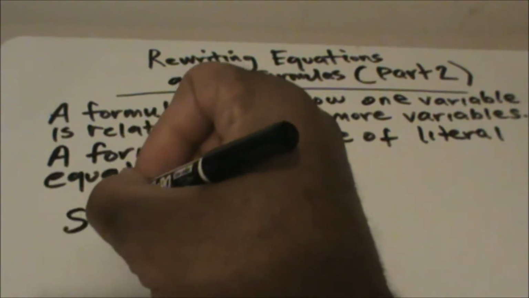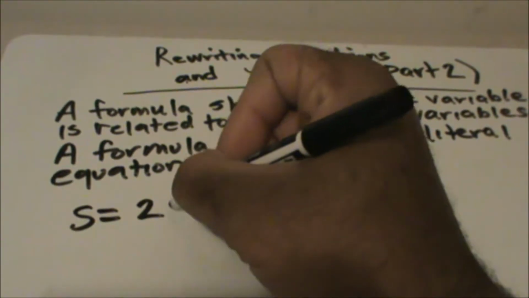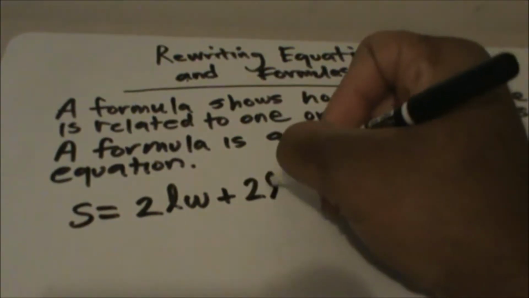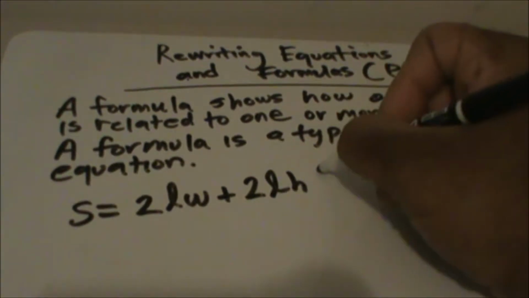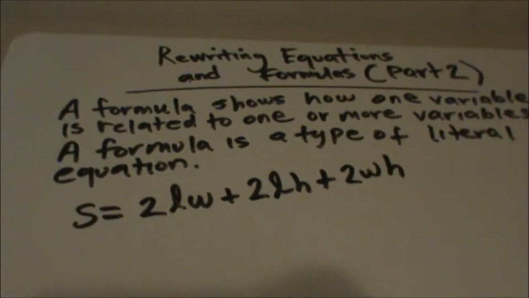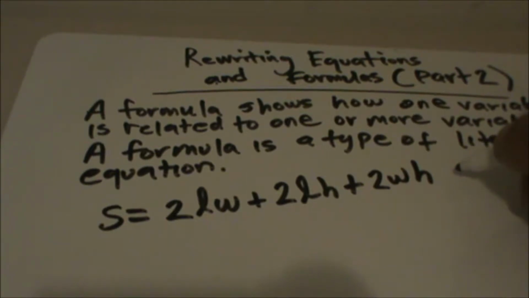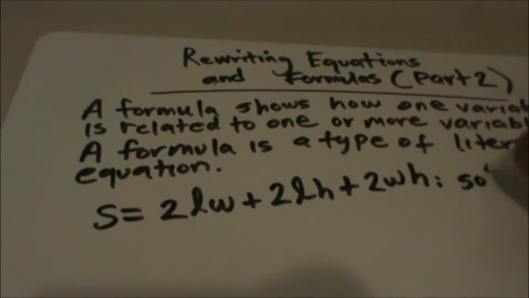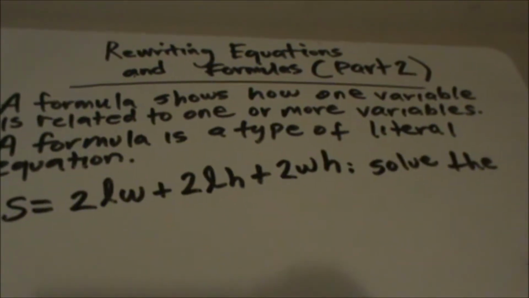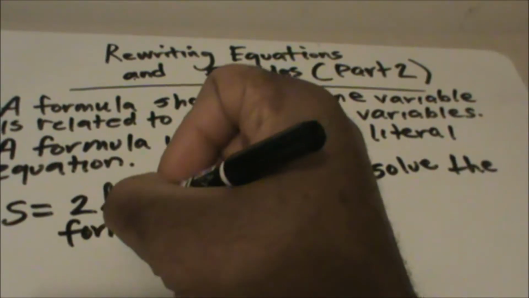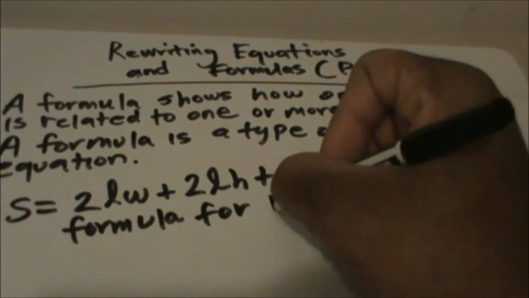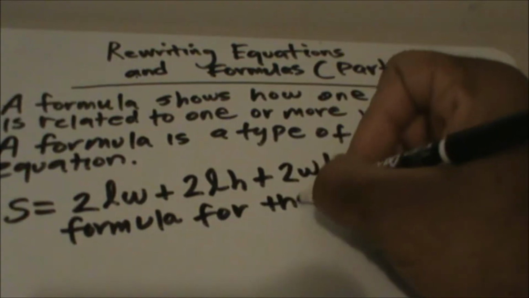Take the formula S equals 2 times the length times width plus 2 times the length and height plus 2 times width times height. Okay. And it says solve the formula for the length L.